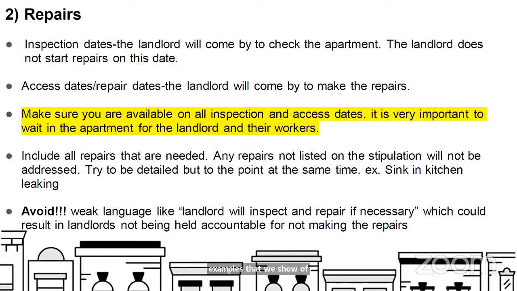You want to avoid weak language, like the landlord will inspect and repair if necessary, which could result in landlords not being held accountable for not making repairs. Because if necessary raises the question of who is making the decision of whether it's necessary or not. It's the landlord, and they could deem it not necessary. So if you want to bring it back to court and say, hey, they didn't follow their part of the agreement, the landlord could just say, hey, it wasn't necessary. So you want to avoid language like that.